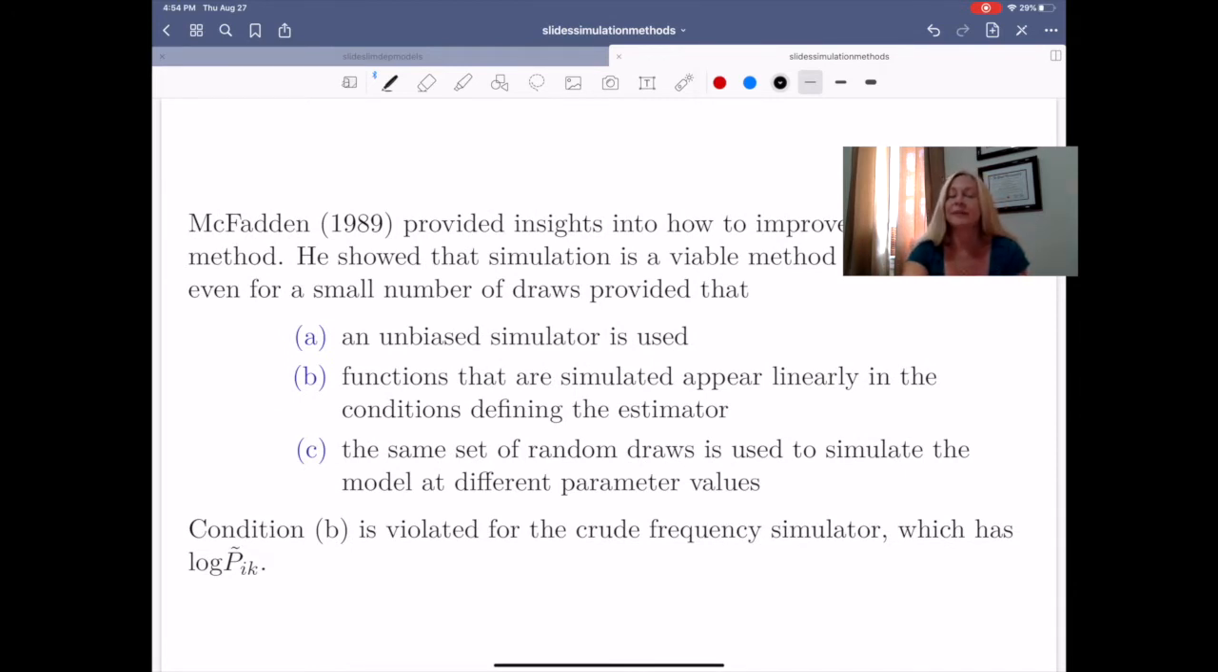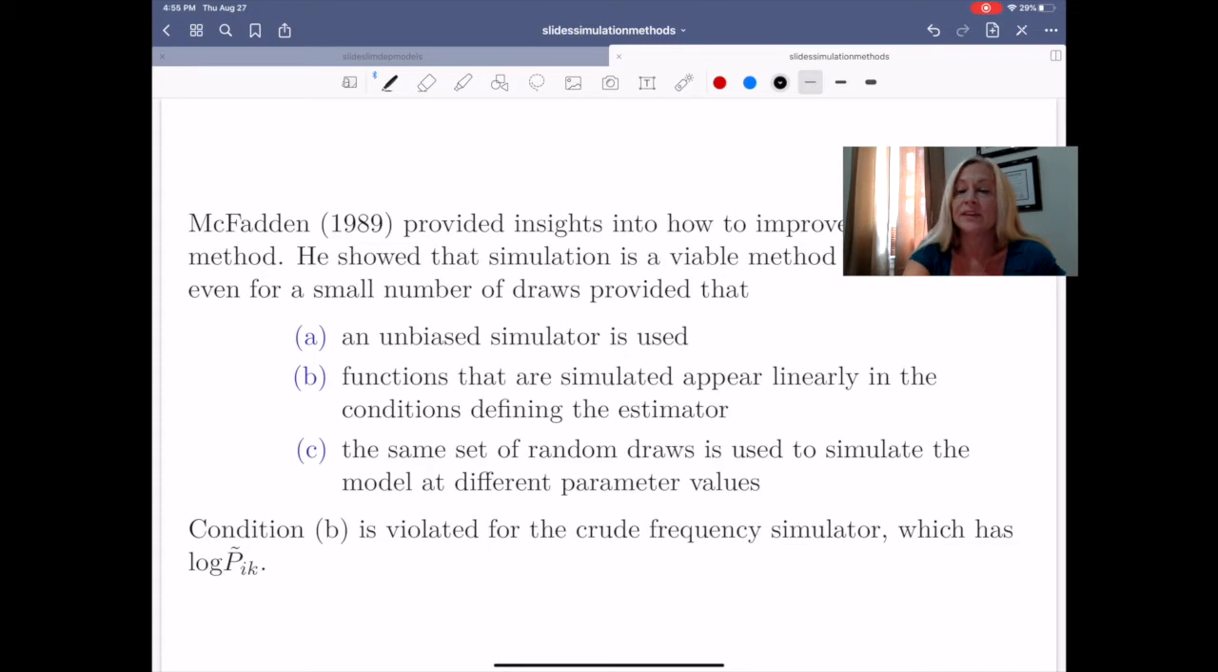McFadden has a famous paper, which is very well cited. McFadden won the Nobel Prize, and this is some of his important work. He provided insights on how to improve the simulation method. And he showed that this method works well if an unbiased simulator is used.